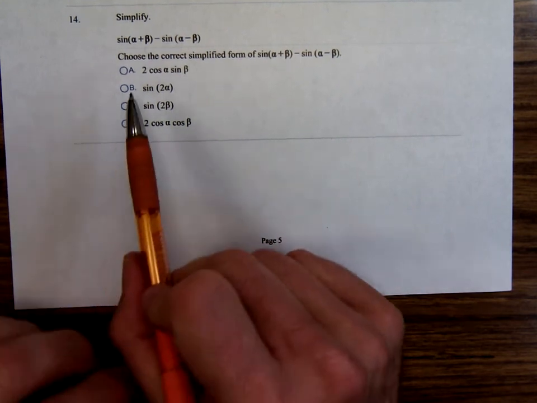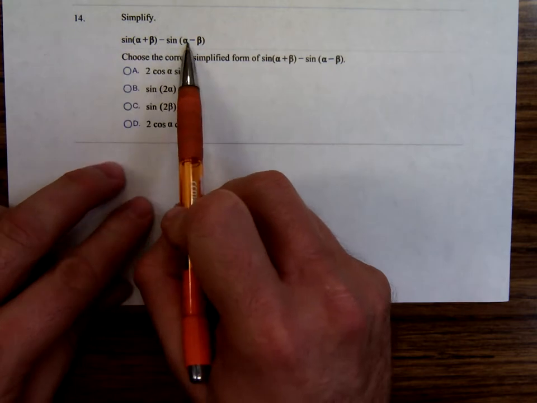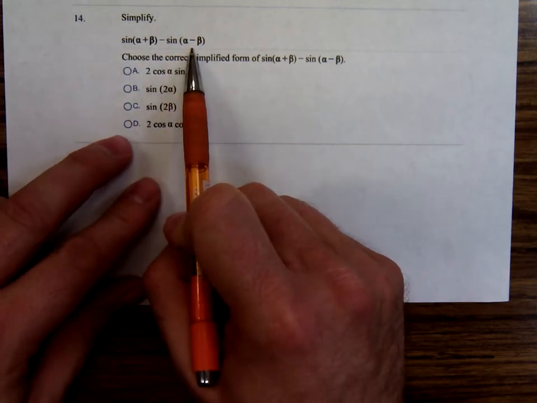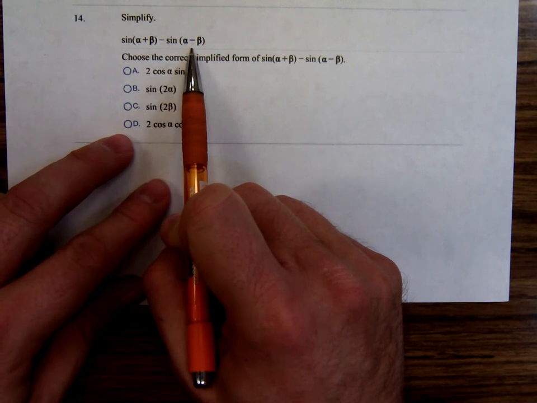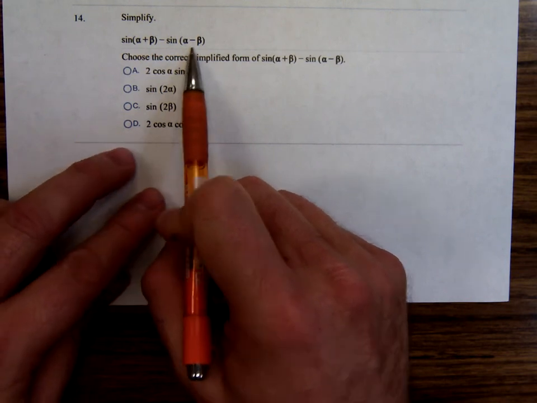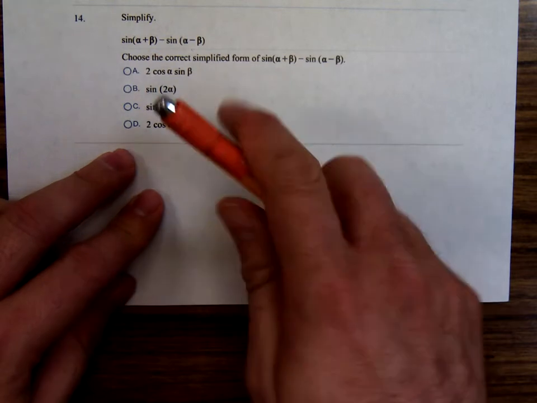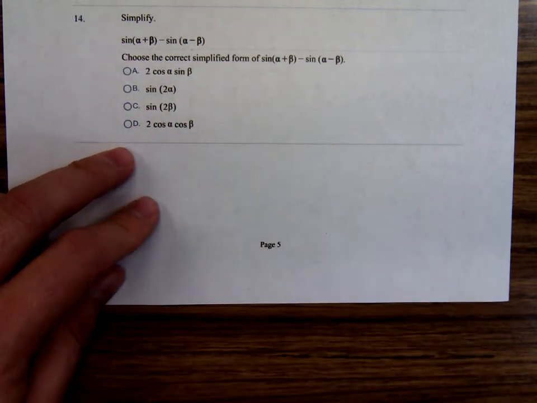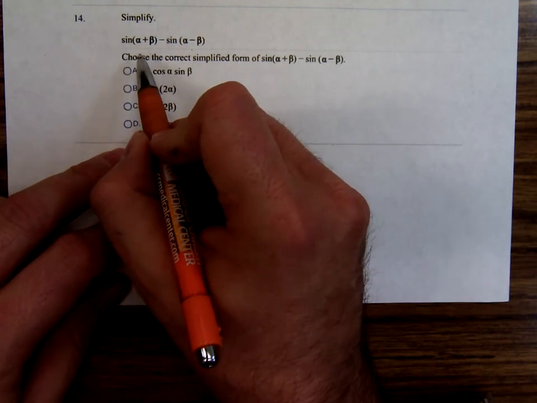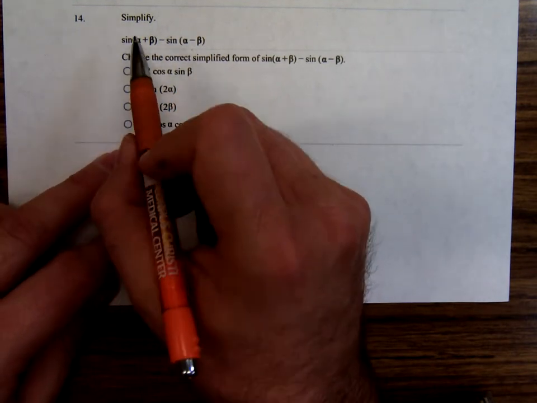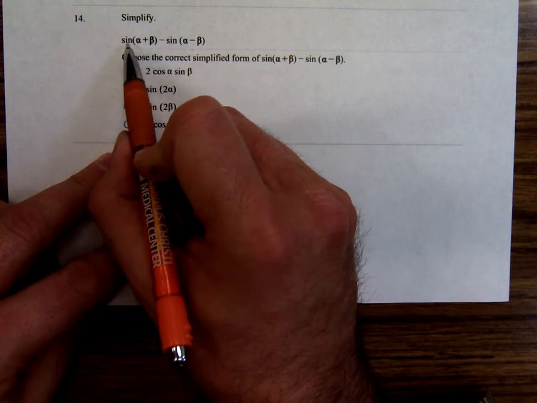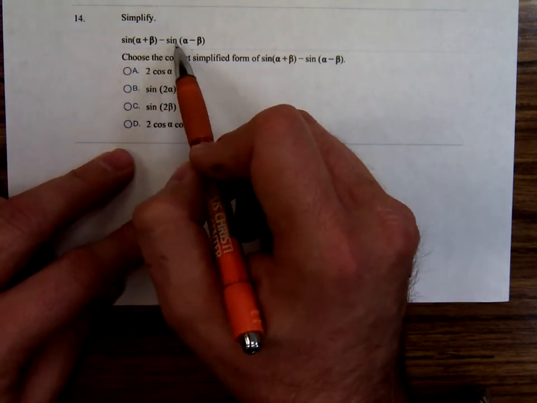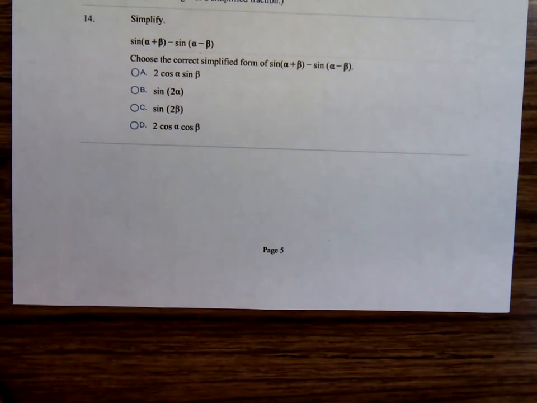We're going to simplify a trigonometric expression. Simplify sine alpha plus beta minus sine alpha minus beta. Make sure you don't make that common mistake and just distribute the sine, okay? This sure doesn't mean sine times. This is a function of alpha and beta. Sine alpha plus beta minus sine alpha minus beta.